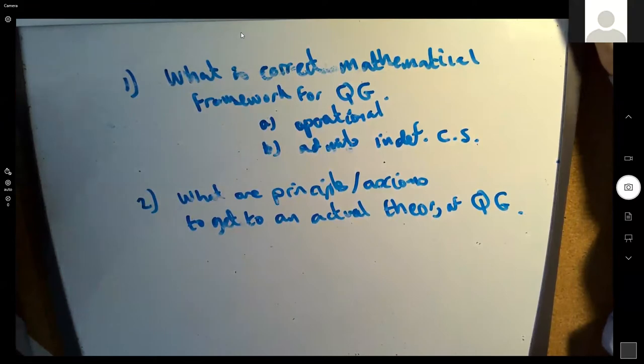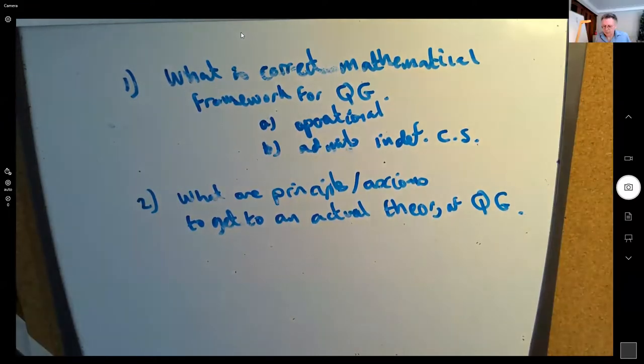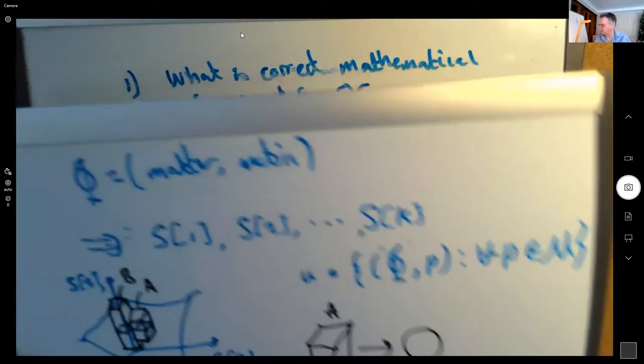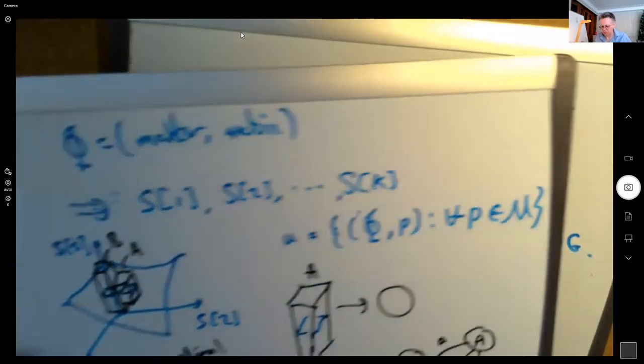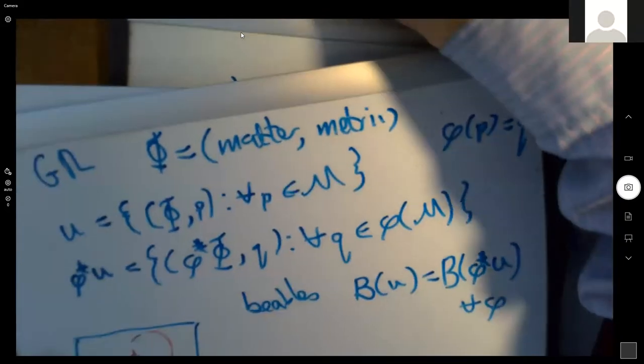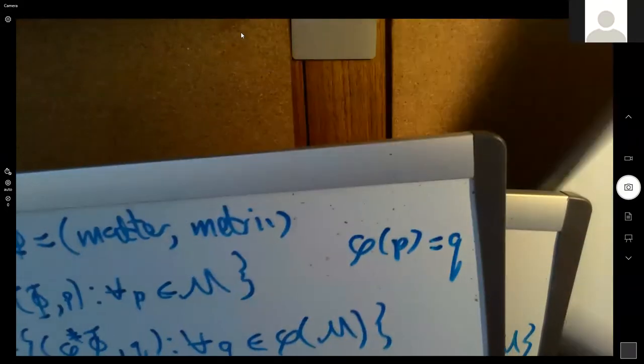So how would we get the Einstein equation in this case? Are you asking in which case? Because I presented various different things. So I gave an operational framework for general relativity. I still have the slides for that.